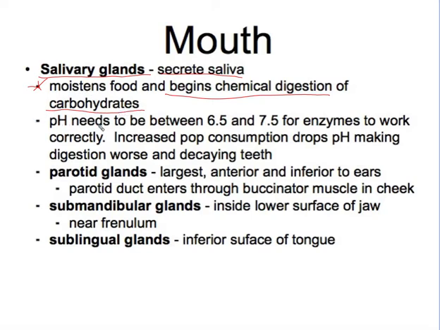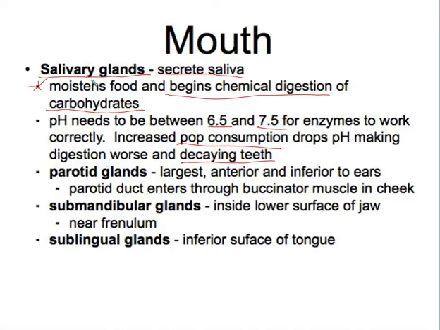The pH of your saliva needs to be somewhere between 6.5 and 7.5 for these enzymes to work. If you consume pop, this will decrease your pH, making your digestion worse and actually decaying your teeth. So pop is acidic and kind of breaks down structures in your mouth and interferes with your digestive process.